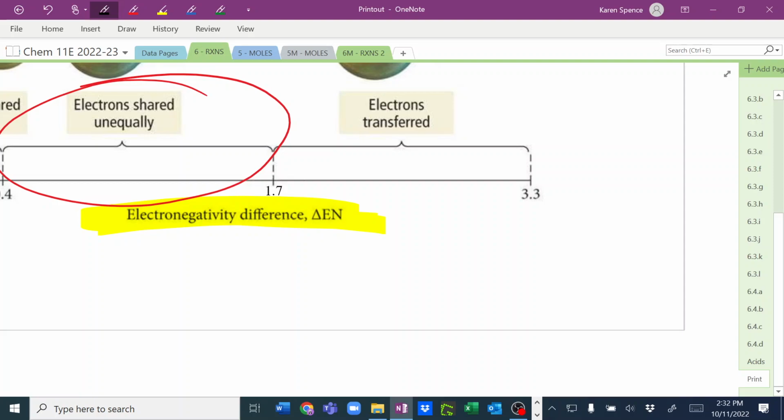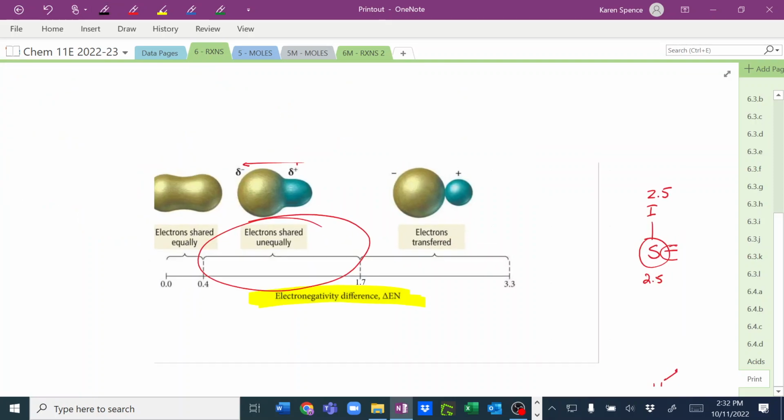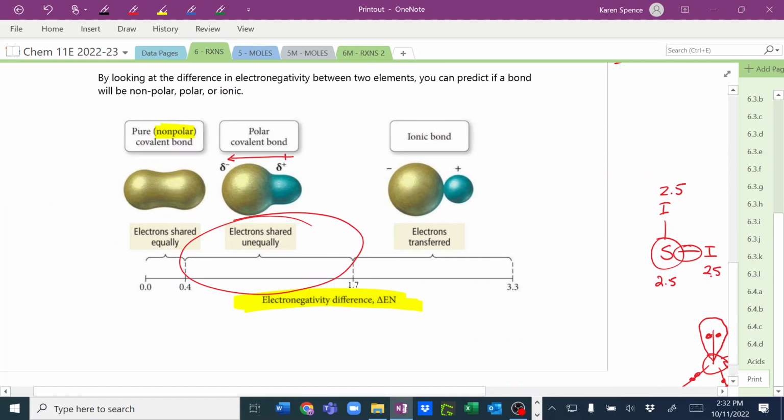Now, somebody else had a question as well. Yeah, and so if you've got a metal with a non-metal, just go ionic. And don't worry too much about it. It's more to do with distinguishing between non-polar and polar within the whole covalent family. It's a spectrum. I'm just going to go with that.